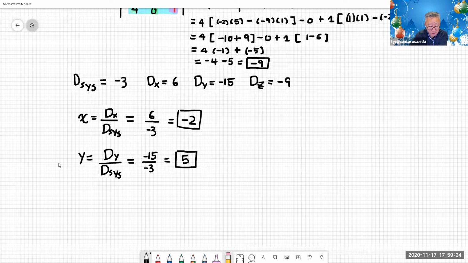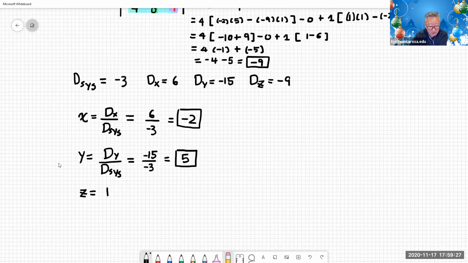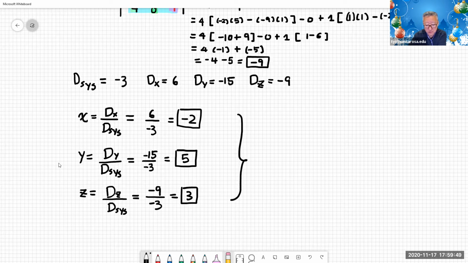And the z is the determinant of z divided by determinant of the system. So determinant of z is -9, and determinant of the system is going to be -3. So that becomes a 3. Okay. So the solution for this system of linear equations is going to be -2, 5, and 3.